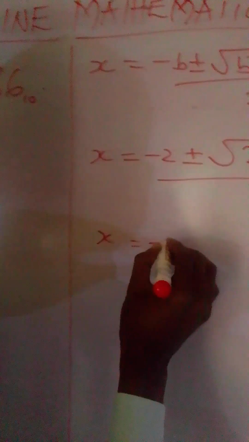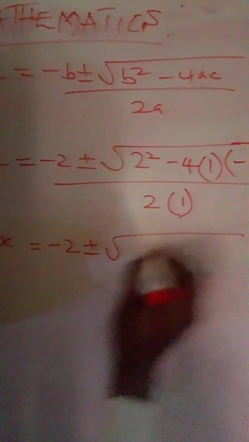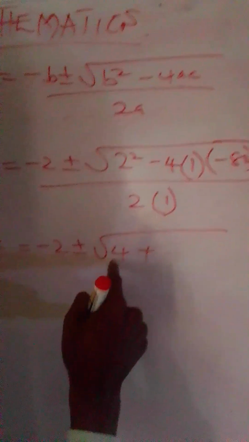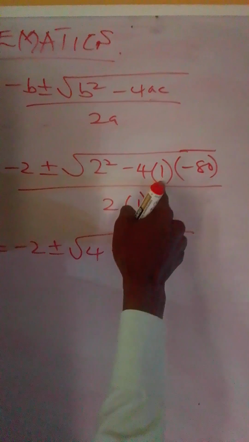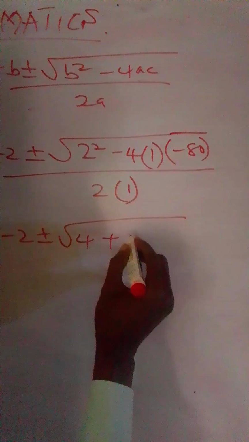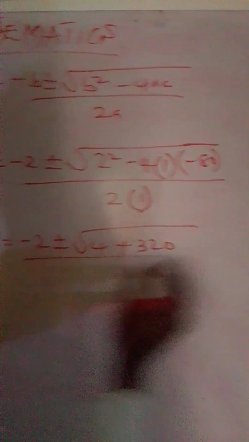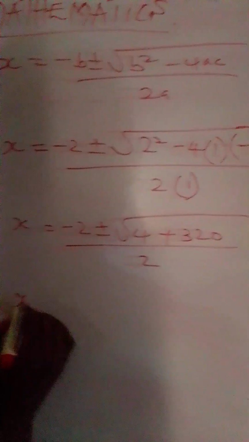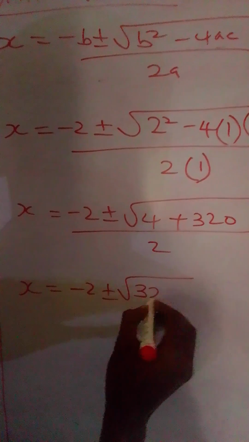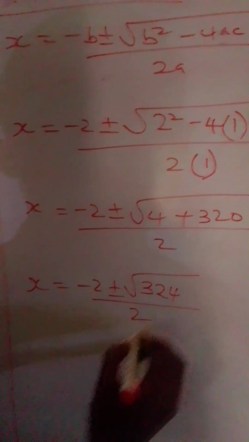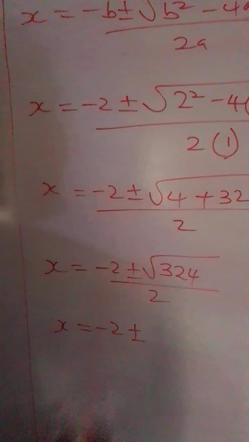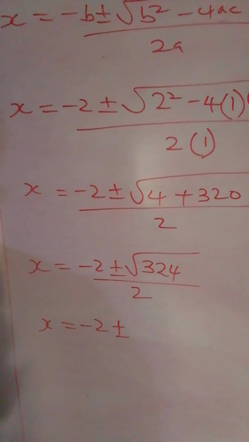So I have x equal to minus 2 plus or minus square root of 4, because minus times minus is plus. 2 raised to power 2 is 4. Then 4 times 1 times 80 is 320, over 2 times 1, which is 2. So I have x equal to minus 2 plus or minus square root of 324 over 2. Now, what is the square root of 324?